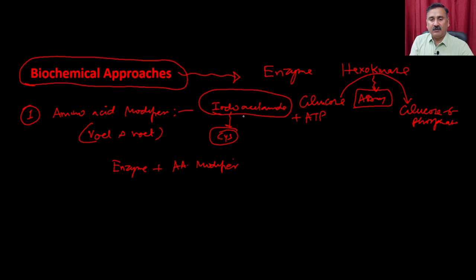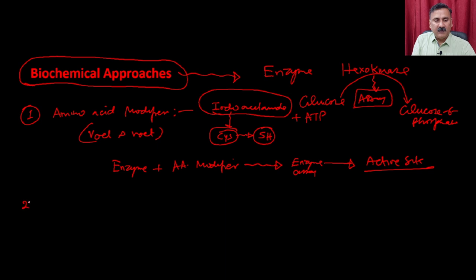Now, what the amino acid modifier is going to do is modify the functional groups. You remember that cysteine has this group, right? So it is going to modify the SH groups. As soon as the SH group is modified, the cysteine will not participate in the catalysis, right? And then you are going to do the enzyme assay, and it will tell you whether the cysteine is involved in the activity, whether it is present in the active site or not, right?